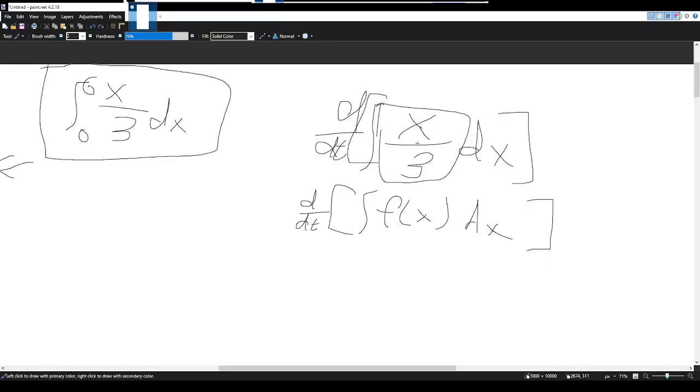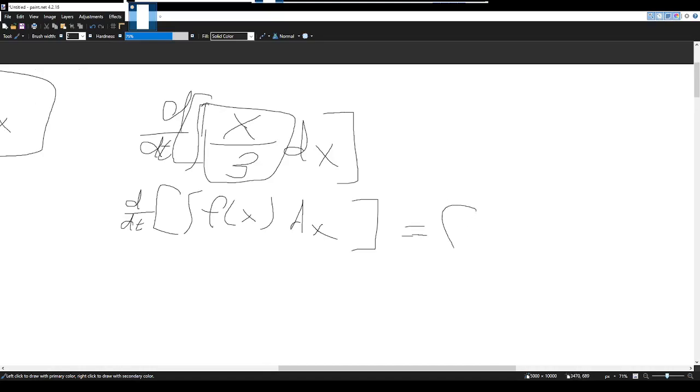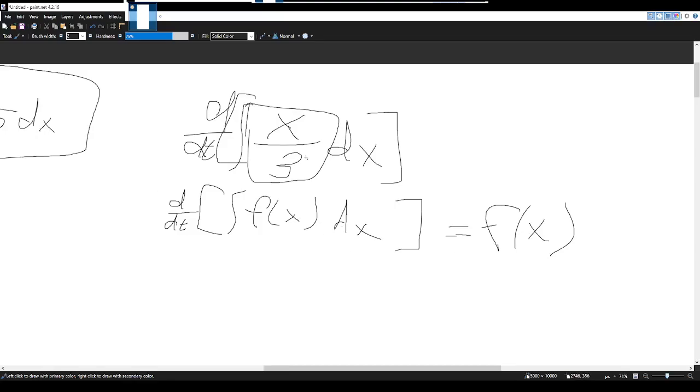Since derivatives and integrals are inverses, it's like taking a function, multiplying by 3, and then dividing by 3. You're just going to get back where you started. So if you take the function, integrate it, and then differentiate, there it is. You basically get the regular function. I think this is one of the fundamental theorems of calculus. But anyways, that's the basic idea.